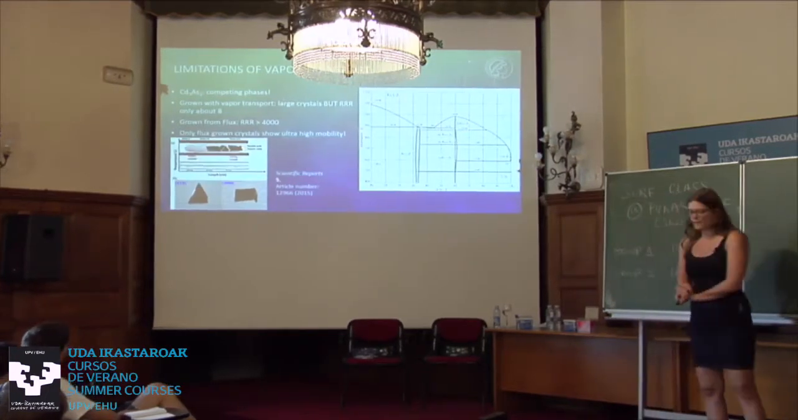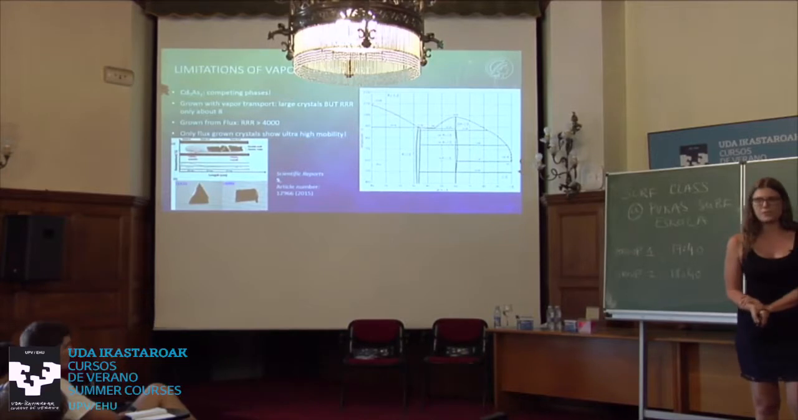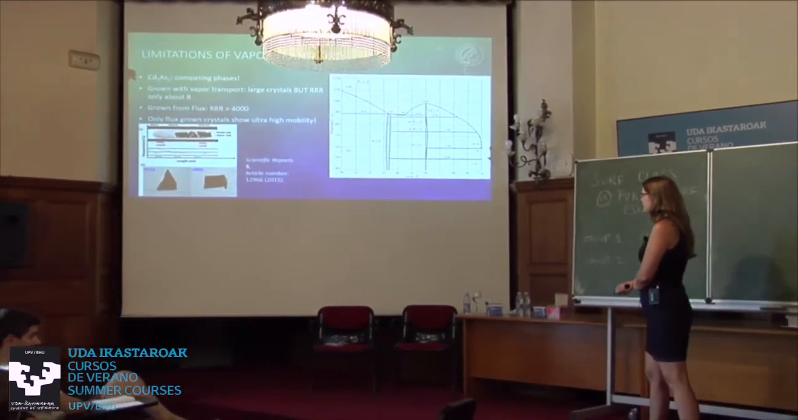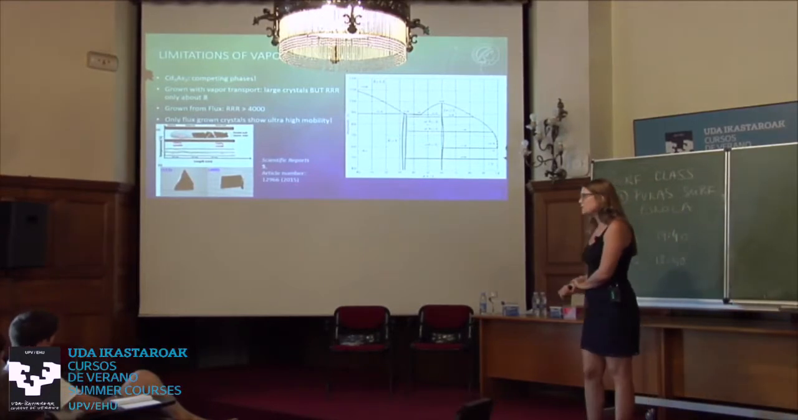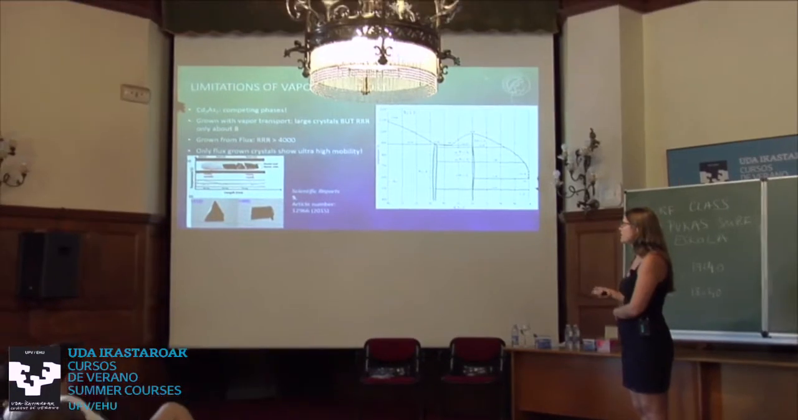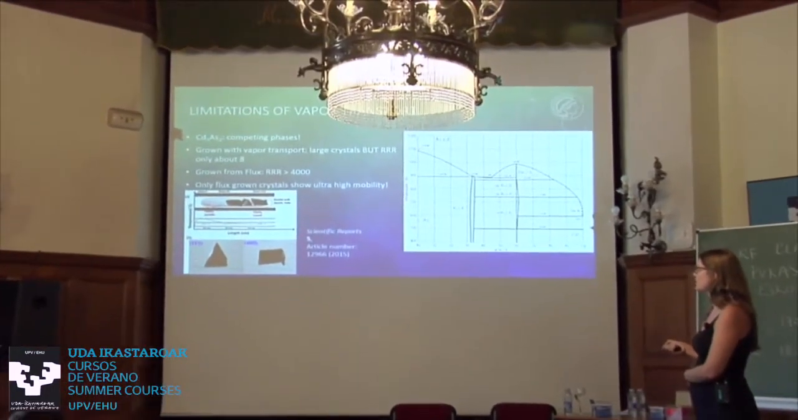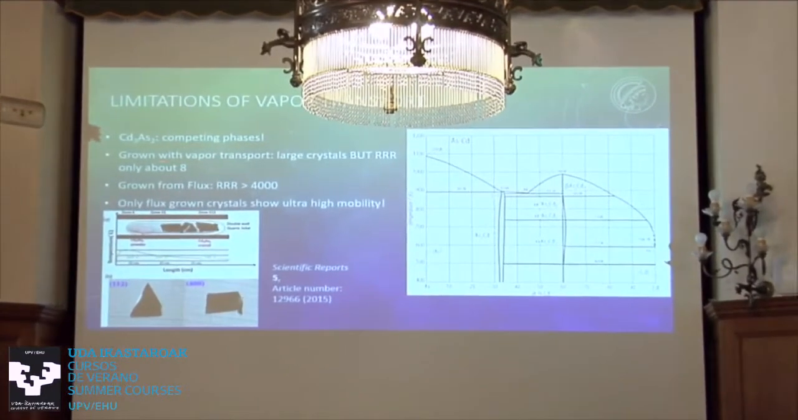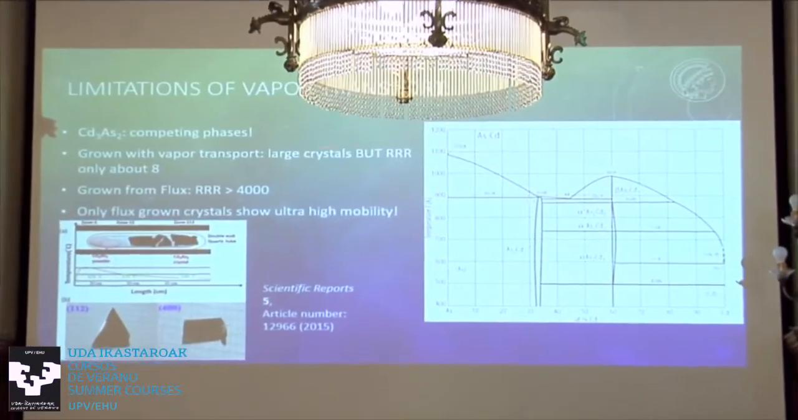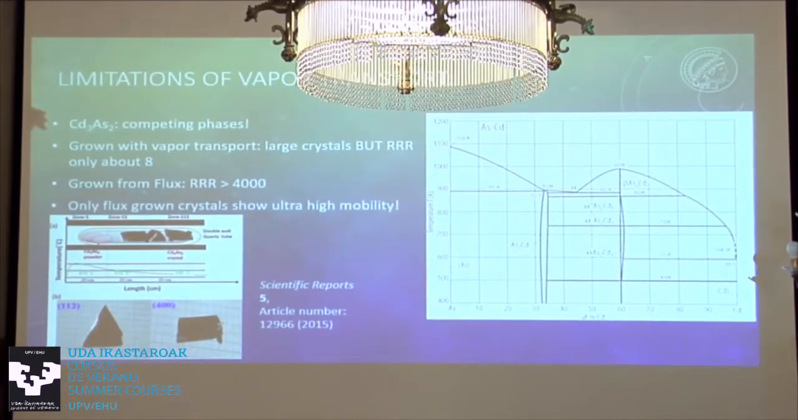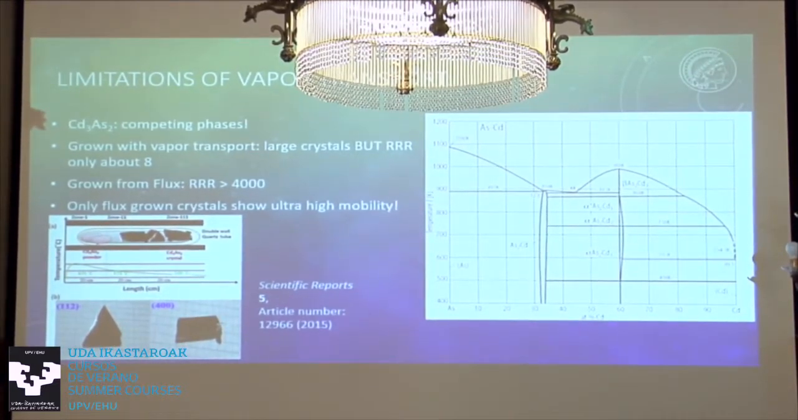Okay, so now I advertise vapor transport a lot, and it is a really great method, but it has some limitations. So one example is cadmium arsenide. There are lots of papers out there that grow it with vapor transport, and they get really, really nice, really large crystals. The problem is that if they measure transport on those crystals, they get a triple R ratio of only about 8. So it means the resistivity at room temperature divided by the one at low temperatures, the ratio is 8.